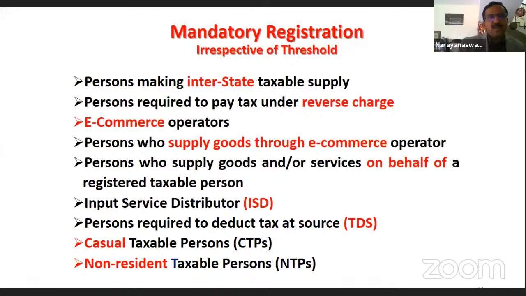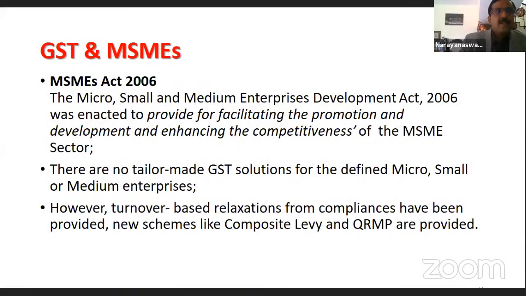Those who are doing interstate supply under reverse charge mechanism, e-commerce operators, then input service distributor, which I will be discussing, people who are involved in TDS and TCS. There are people called casual taxable persons, non-resident taxable persons. I will be mentioning about these concepts later on.